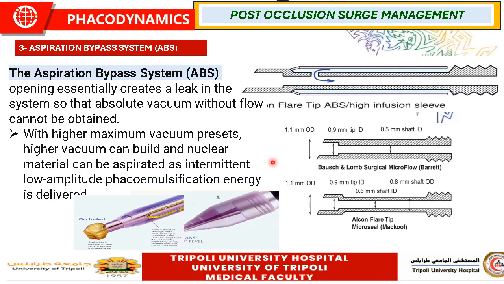Another modification of the Phaco needles to counteract the effect of post-occlusion surge is the creation of micro tips or micro needles that increase the outflow resistance. When we increase the outflow resistance along with an increase in the inflow of the irrigation fluid, all these factors will maintain the anterior chamber stability and prevent the collapse of the anterior chamber.